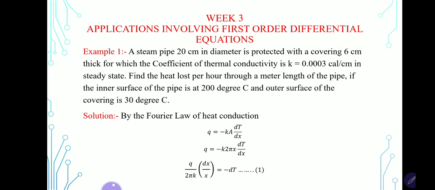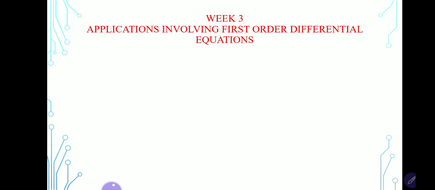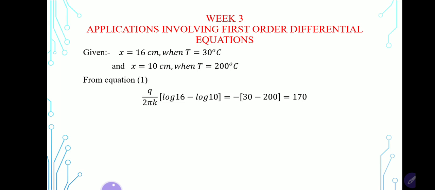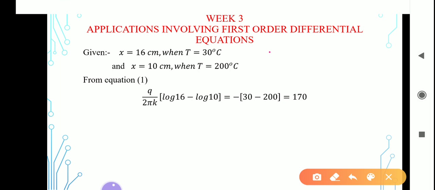Now using given conditions, क्या है, अभी मैंने एक्सप्लेन की. When x is equal to 10 centimeter, temperature T is 200 degree centigrade, and when x is equal to 16 centimeter, temperature T is 30 degree centigrade. So using this, if we integrate that equation, then we get this step. Means देखो यहाँ पर स्टेप डायरेक्टली दिए, तो वो स्टेप क्या थी, Q upon 2 pi K, ओके, Q upon 2 pi K into integration of dx upon x आएगा log x.